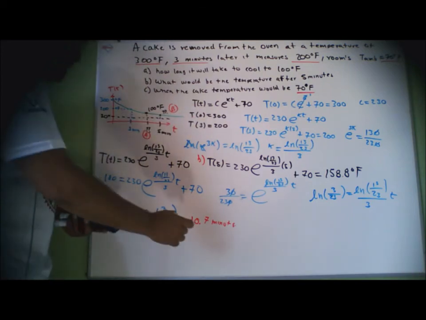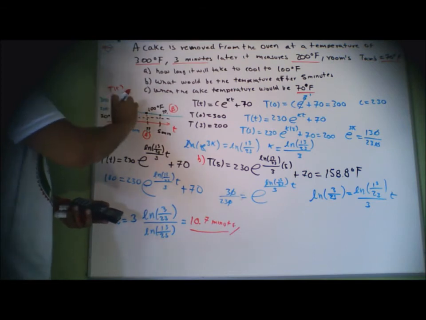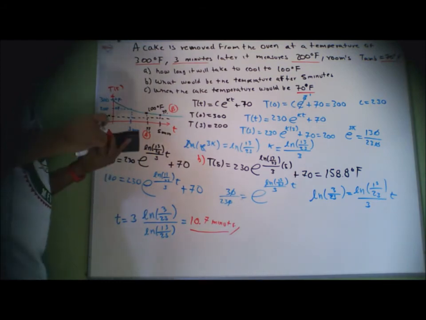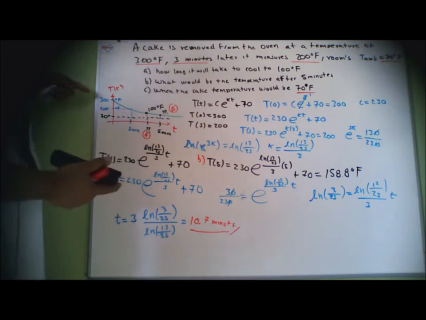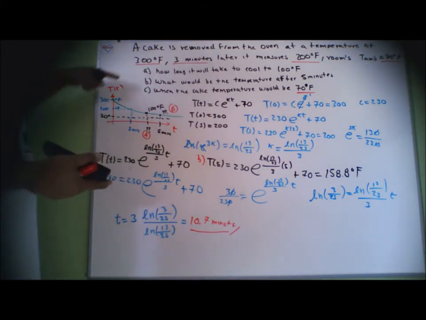And here it takes a very long time because the difference between the current temperature and the ambient temperature is becoming smaller. Remember that the rate of change decreases when you get closer to the ambient temperature. So reaching the ambient temperature is going to take more time. Okay, so we have answers A and B.